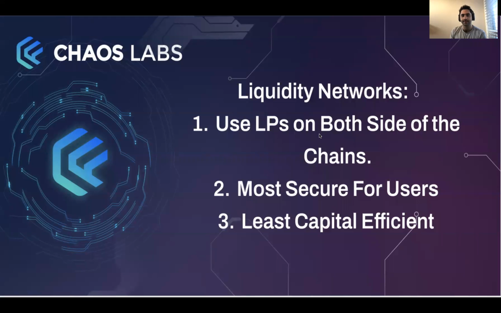Now, liquidity networks. This is a little out of scope for today, but they're actually very promising. We believe that they mitigate a lot of the risk on the user end, but basically you need real liquidity on both sides of the chain. Here, we're not minting synthetic assets. You actually get the native asset on the corresponding chain. What that means is that somebody needs to provide that liquidity on the other end, so there are LPs on both sides.